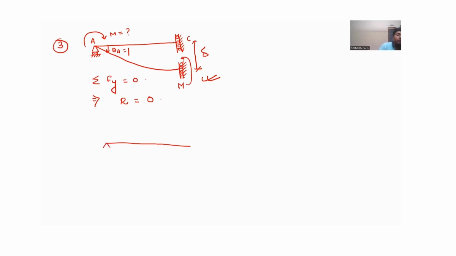So I am drawing the conjugate beam. Just check if all those analogies are good or not. This is the conjugate beam of the given real beam. This is the real beam. This is the conjugate beam. Now, what will be the loading?